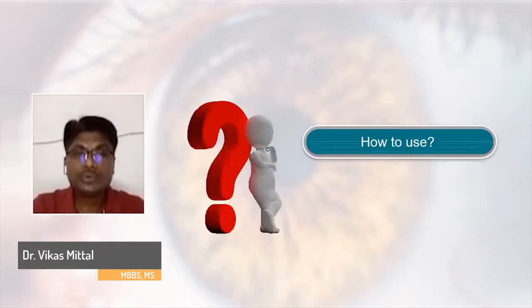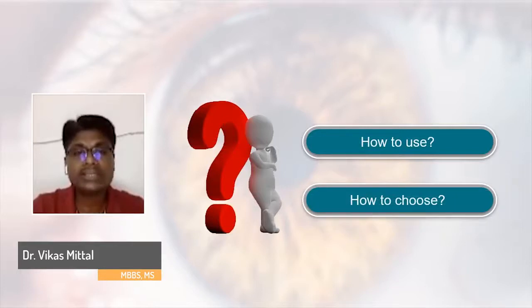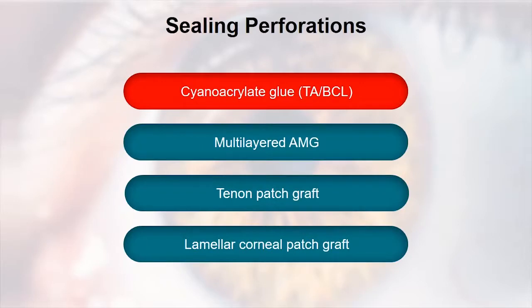So how do we use this? How do we perform these procedures? And how do we do decision making? How do we choose which one to use? So let's go one by one. I'm going to tell you how we perform these procedures. So first is cyanoacrylate glue.